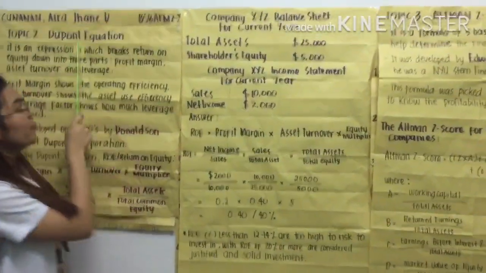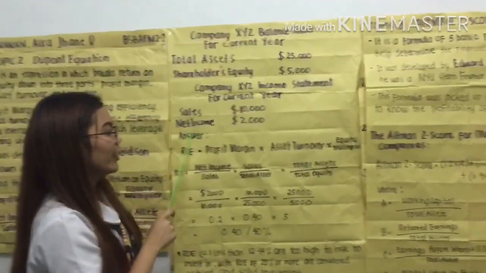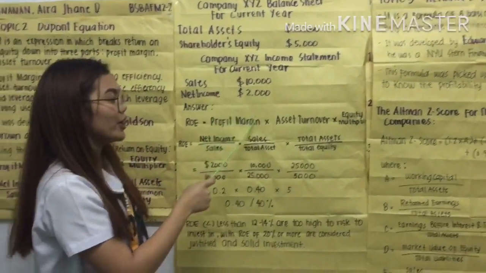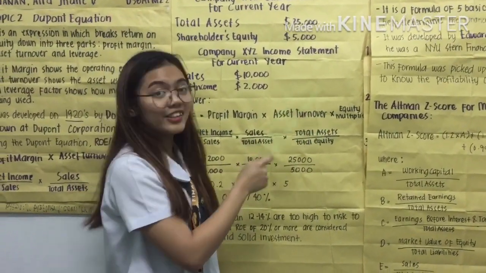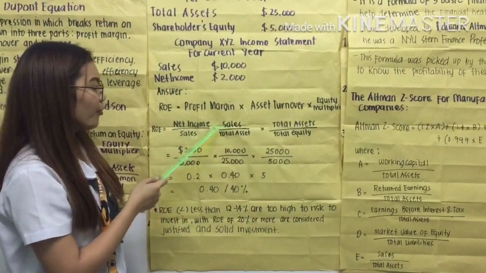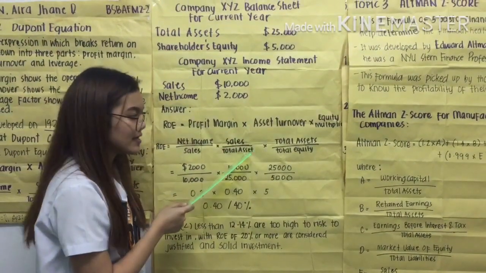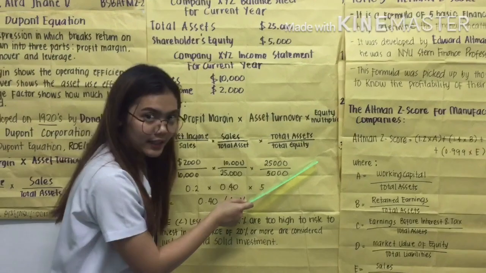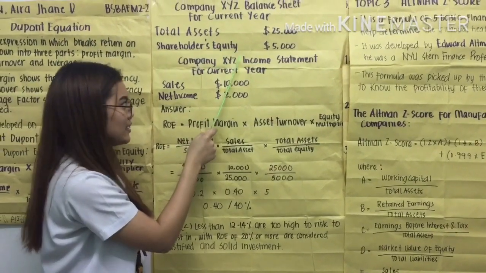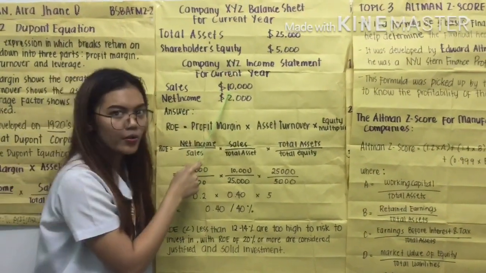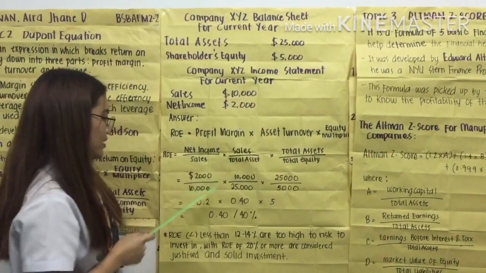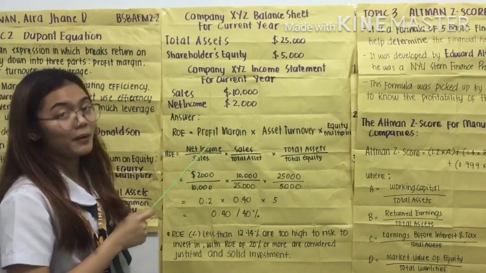So using the DuPont equation for ROE, we will use the profit margin times asset turnover times equity multiplier or leverage. So, net income over sales times sales over total assets times total assets over total equity. In net income, we will look at the income statement of company XYZ. The net income of XYZ is 2,000. It will be divided by the sales, which is 10,000. So, 2,000 divided by 10,000.